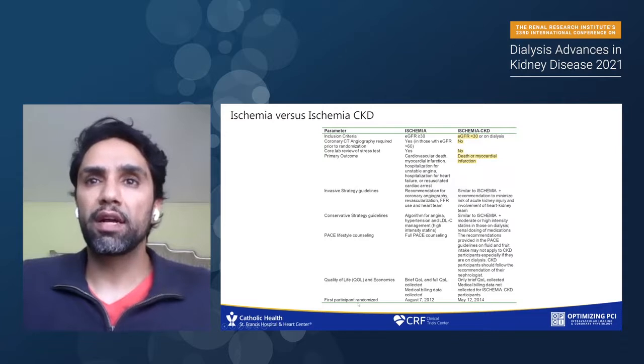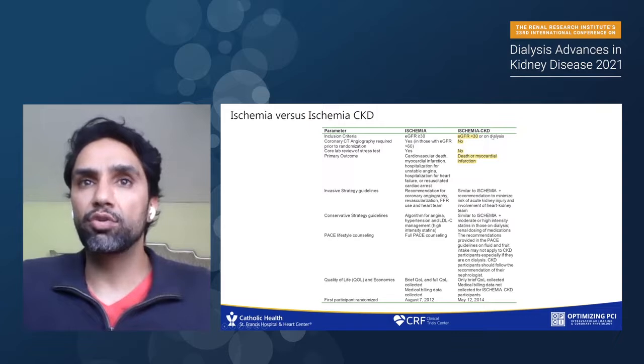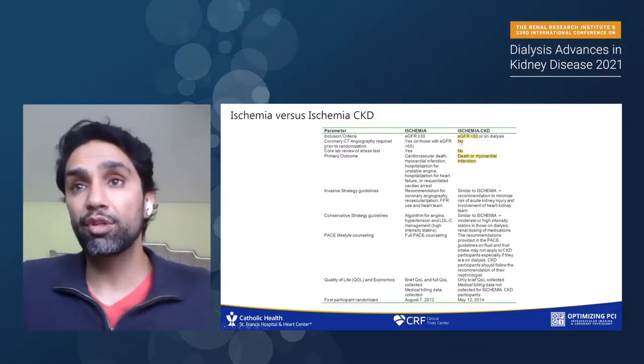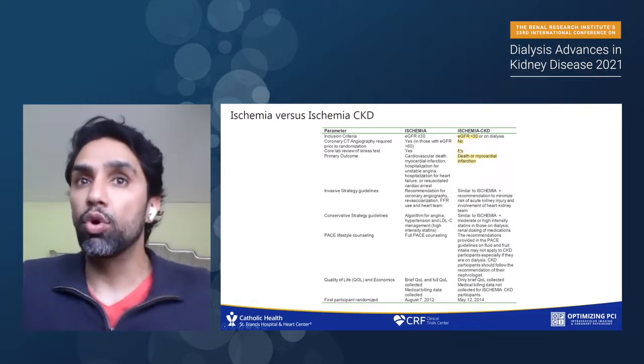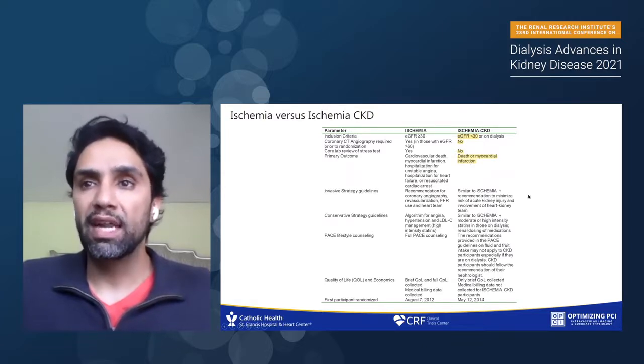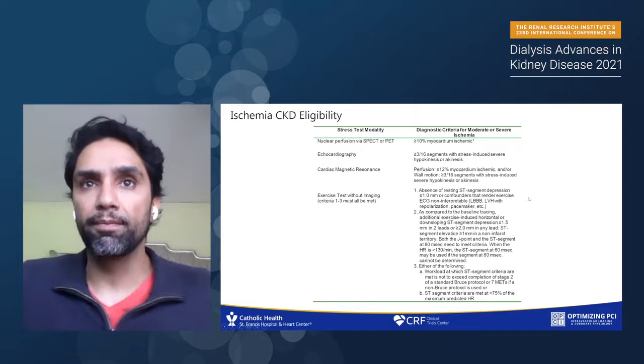This is a quick comparison of the ischemia study versus the ischemia CKD study. The main differences are, these are the patients who have kidney disease. They did not get a preemptive CT scan, possibly due to the increase in contrast required, but also the endpoint in ischemia CKD was a hard endpoint of death or myocardial infarction. Importantly, there was no core lab review of stress test. Keep that in mind, it's going to become important later on.